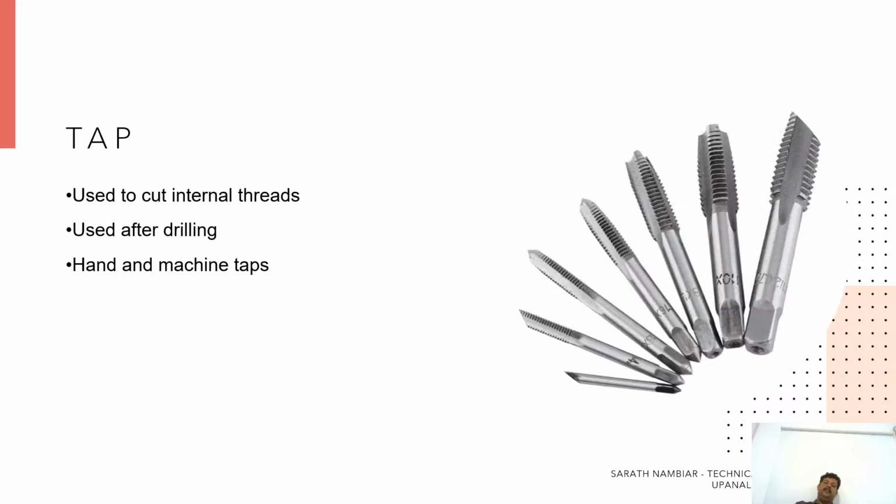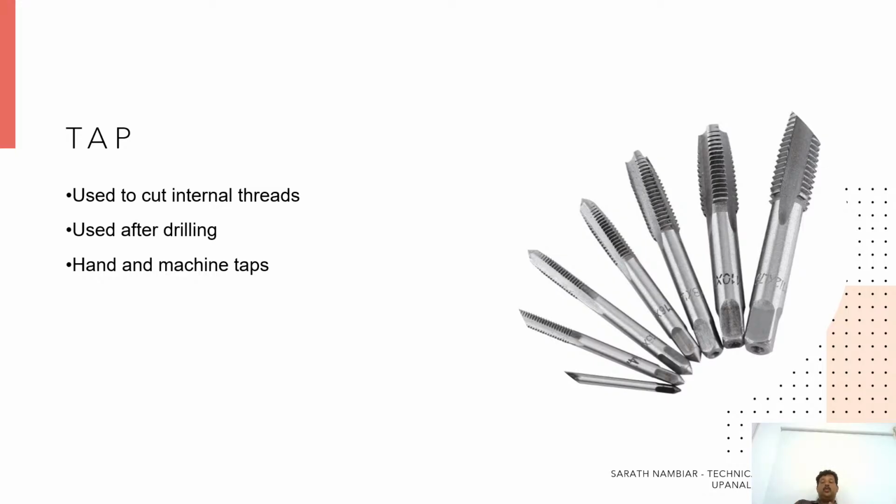After drilling, for example, if your requirement is to insert a bolt, you need threads inside the hole. This is where we use a tap. A tap is used to create internal threads. Now think about a nut. Inside you see threads. These are made using a tap. Now taps come in different types. We have hand tap, machine tap, spiral tap, but the concept is the same. It cuts threads inside the hole.